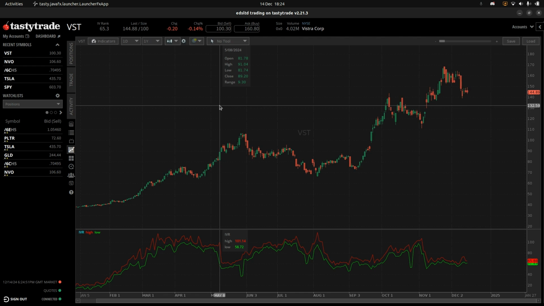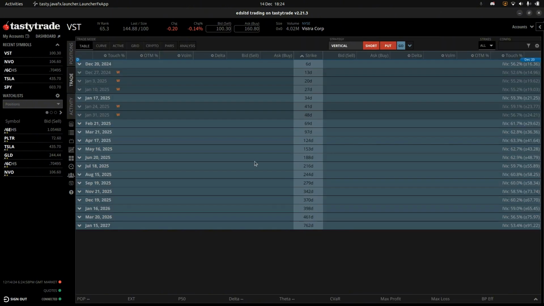brokerage platform. We've got VST open right now, Vistra Corp. It doesn't matter which one you pick. We just want to navigate over to where we can see a list of expiration dates, and we want to lock in on an expiration date that we can choose and use to mock up positions moving forwards.